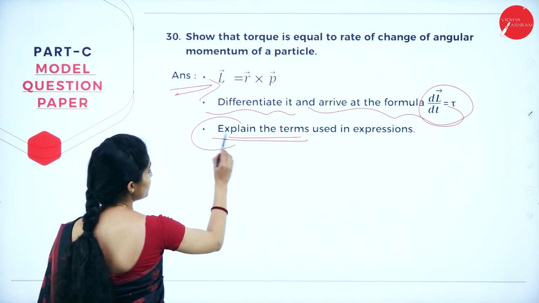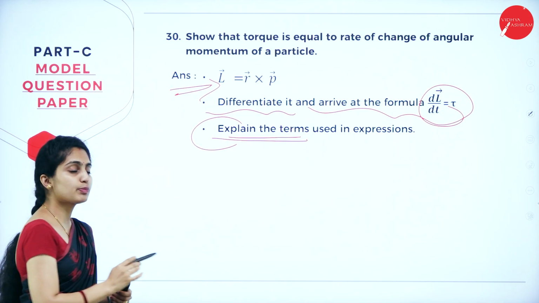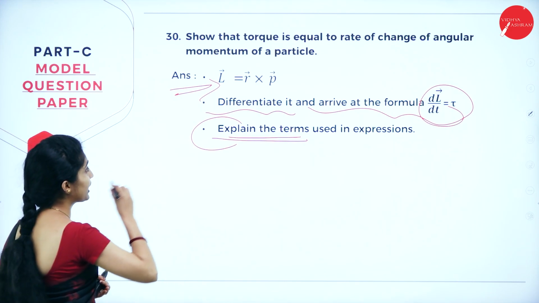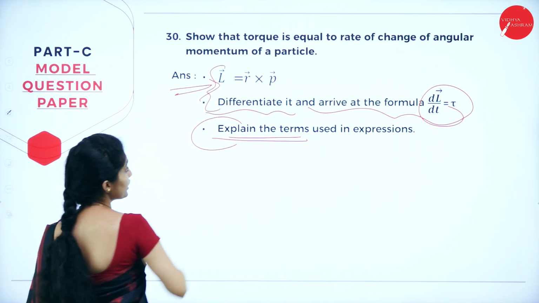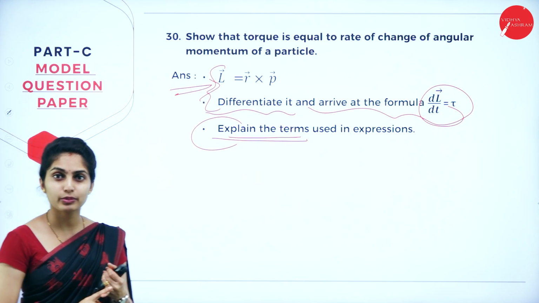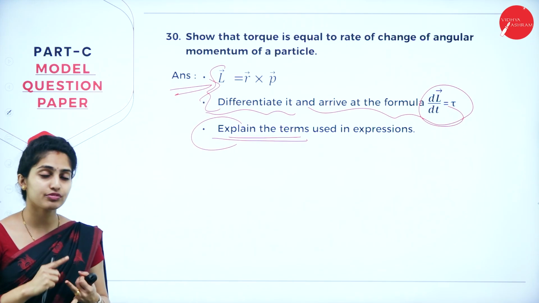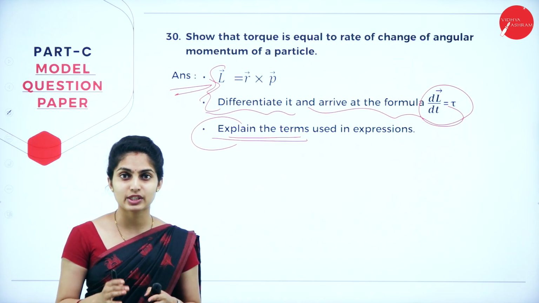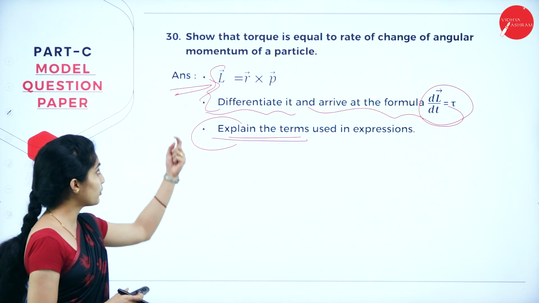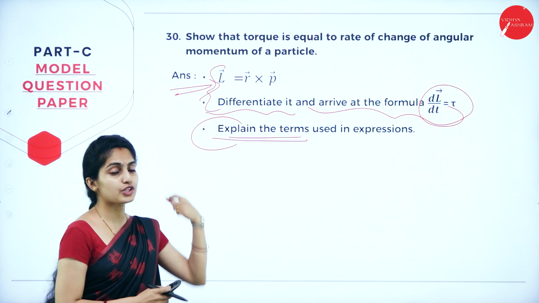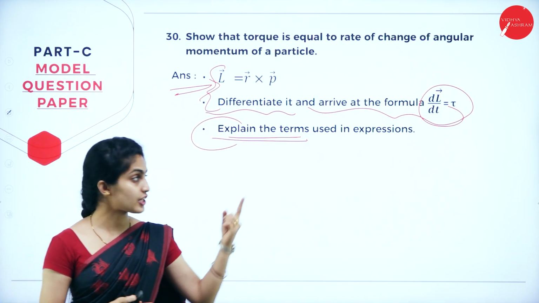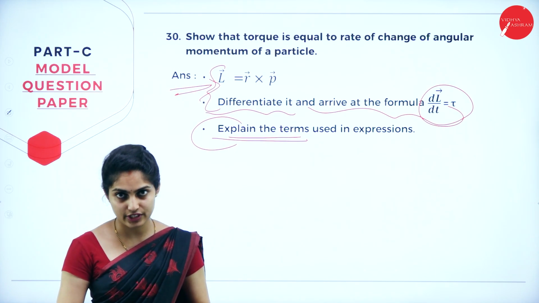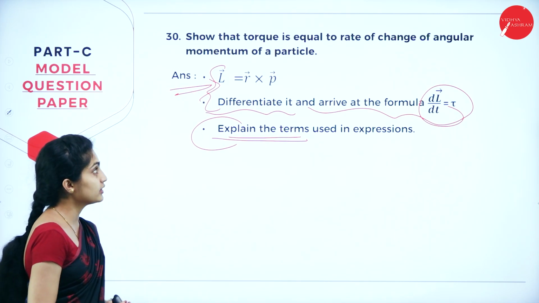So you will not have to forget this step, that is explaining the terms of any set of the formulas, out of which the main thing goes from here to here, that is considering a formula and then you will have to differentiate it and arrive at the rate of change of angular momentum is equal to tau. So the angular momentum expression and the rate of change of angular momentum after differentiation, the final answer you will have to give, and in between you will have to differentiate things. So that is all about this question.